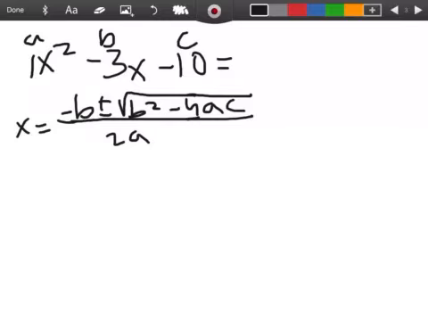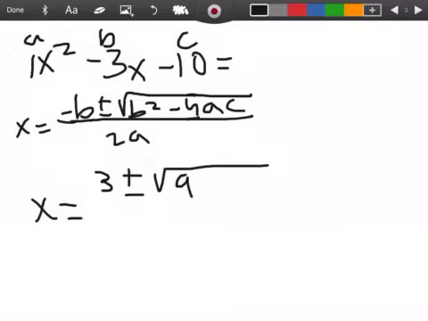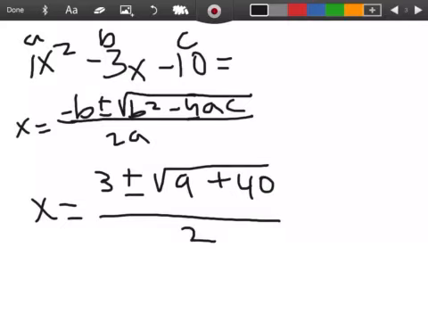So we have x equals minus B, and B equals minus 3, so that's plus 3, plus or minus the square root of negative 3 squared, which is 9, minus 4 times AC. So A equals 1 and C equals negative 10. So that would actually be plus 40, over 2.